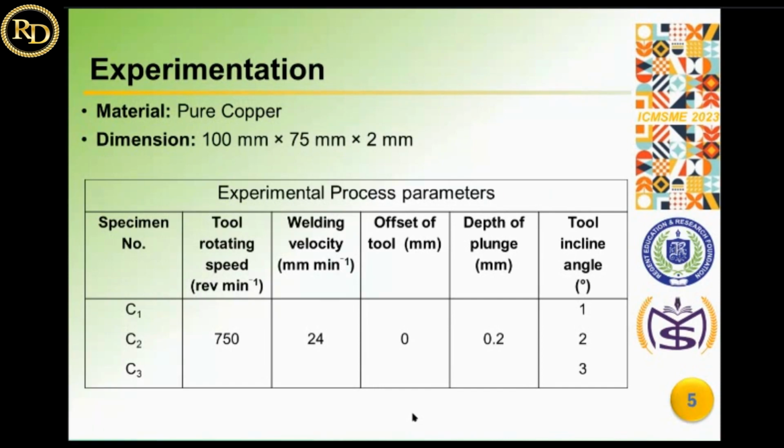After that, the samples for metallographic investigation were cut perpendicular to the direction of welding and they were polished using emery paper of a certain grade. After that, the polished samples were etched with 100 ml of H2O, 25 ml of HCl and 5 gram of FeCl3. The microstructural examination was done using an optical microscope and a scanning electron microscope.